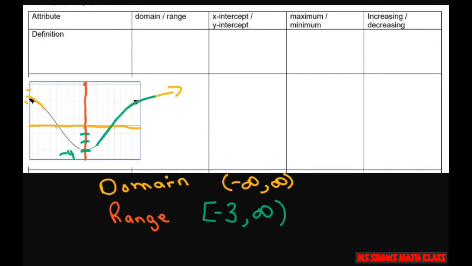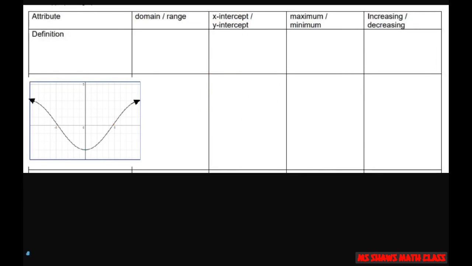All right. Now, max and min. We don't have a maximum. We only have a minimum here. And we're looking at that point. And so our minimum point is going to occur at (0, -3). That's an ordered pair.